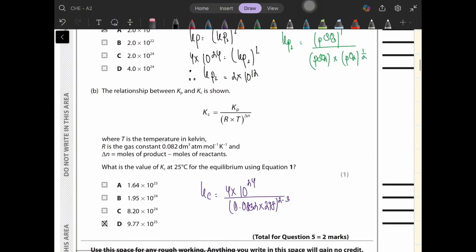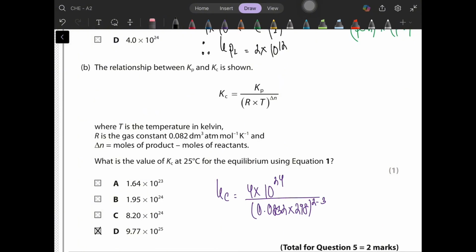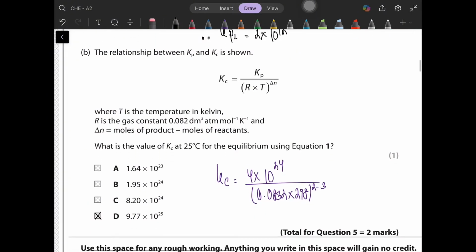The relationship between Kp and Kc. Kp is for partial pressure and Kc is an equilibrium constant. The relationship between them is given below, where Kc is the equilibrium constant, Kp is the partial pressure, R should be the gas constant, and the value given over here is 0.0821 atm per mole per Kelvin, and n is the number of moles of product minus reactants.